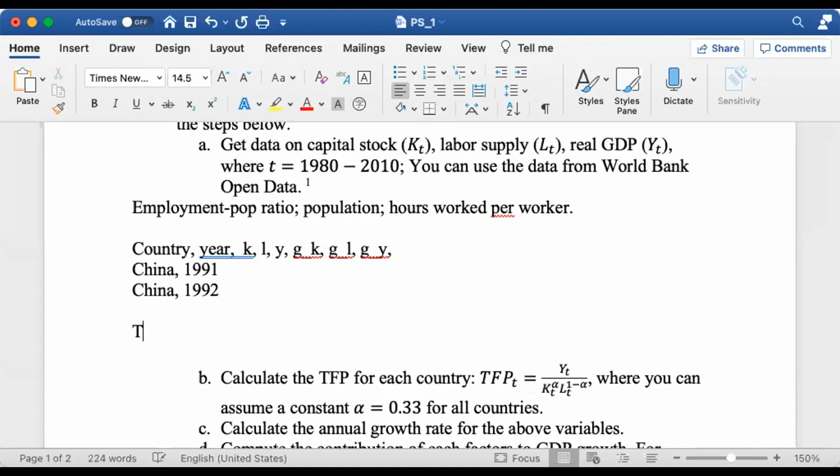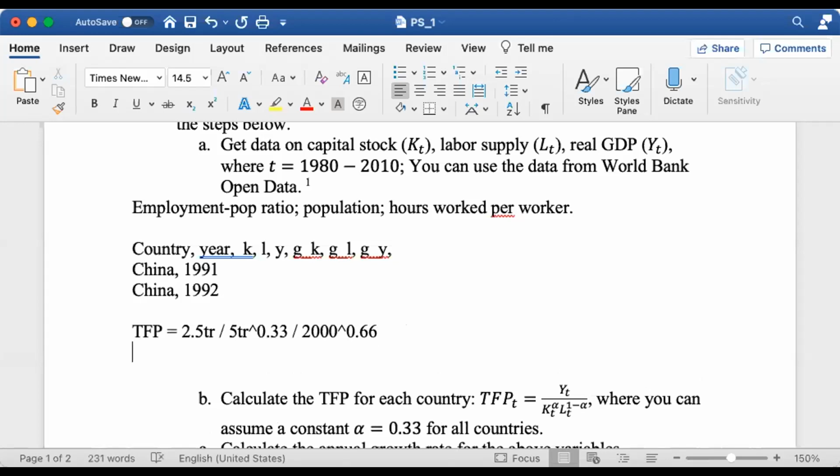Say you have a TFP, and for one country, I just make up a number, 2.5 trillion, divided by capital, say 5 trillion, raised to the power of 0.33, and then divided by labor. For example, labor is 2,000 to the power of 0.66. You are for sure going to get a very small number, because you're dividing by something closer to 1,000. So this is not good, right?